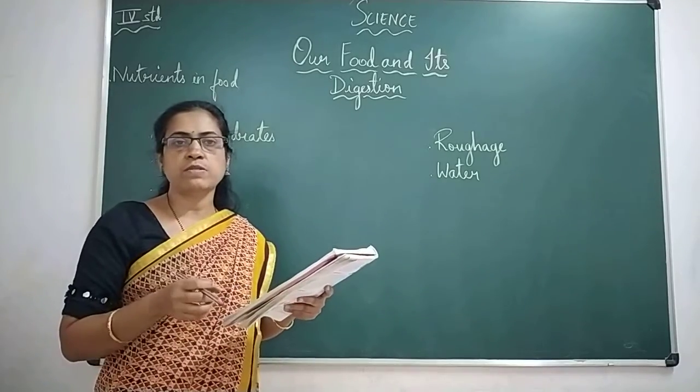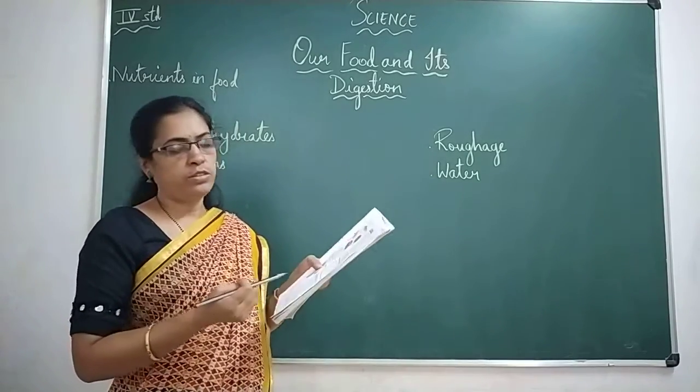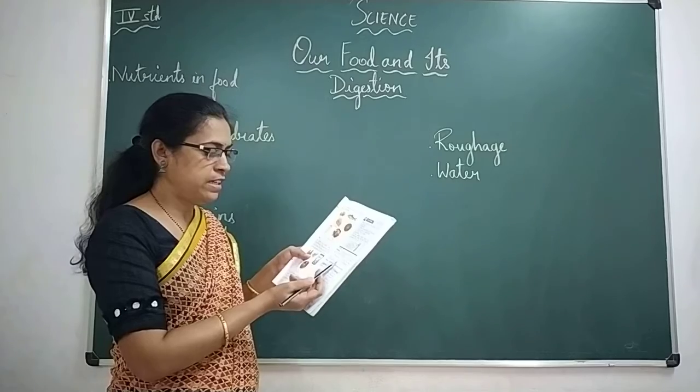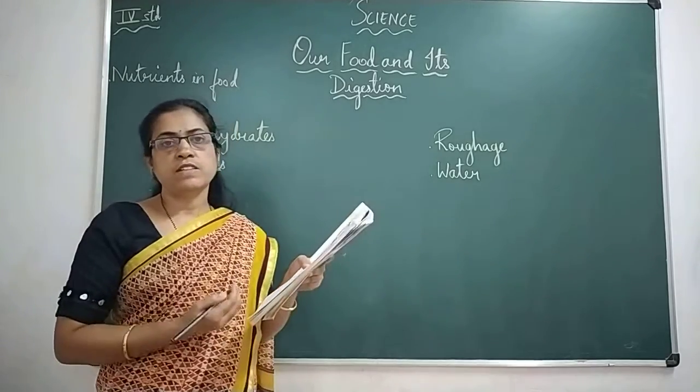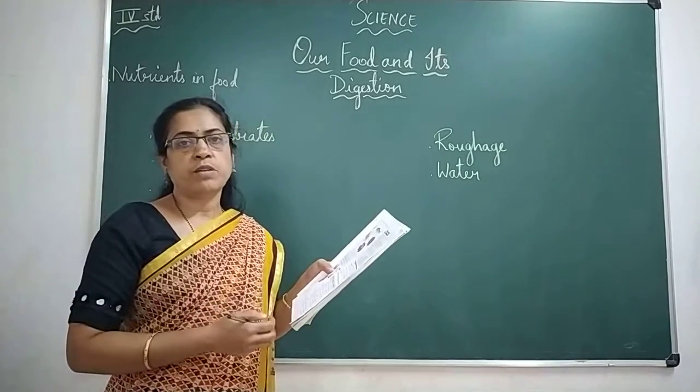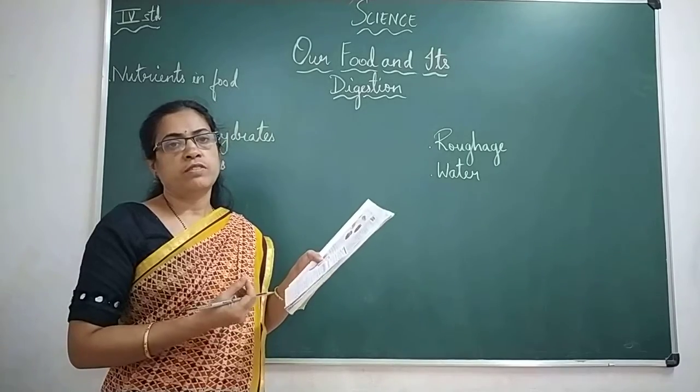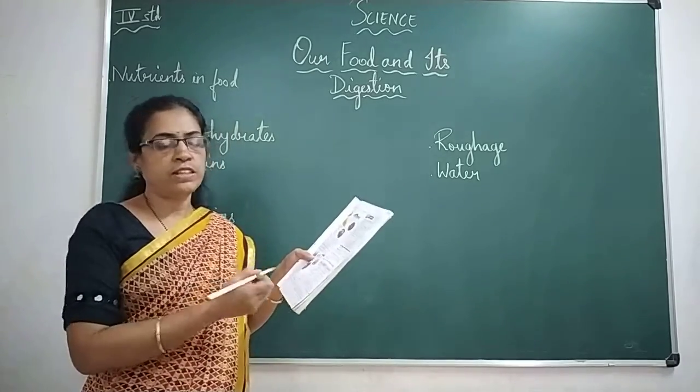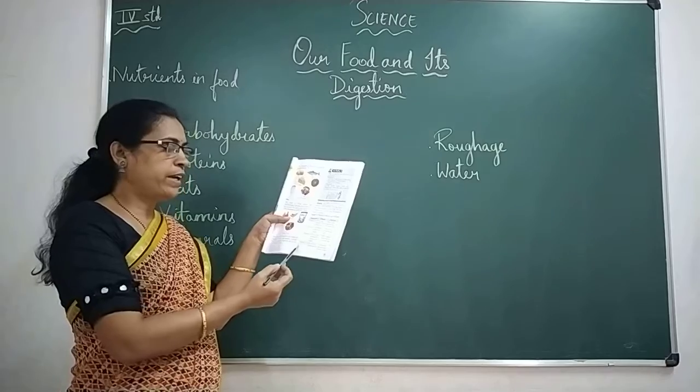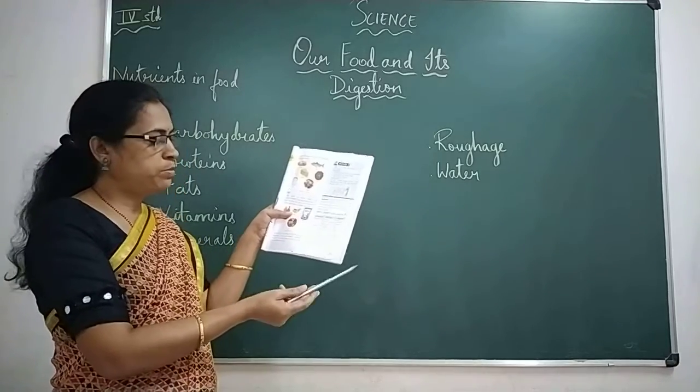So we need these vitamins in small quantities. Whatever I said, like A, C, D, E, K and B complex, we get from vegetables and fruits, and in some other foods. So let us see the table here. Let me read it out, children. You can see it in the textbook here.